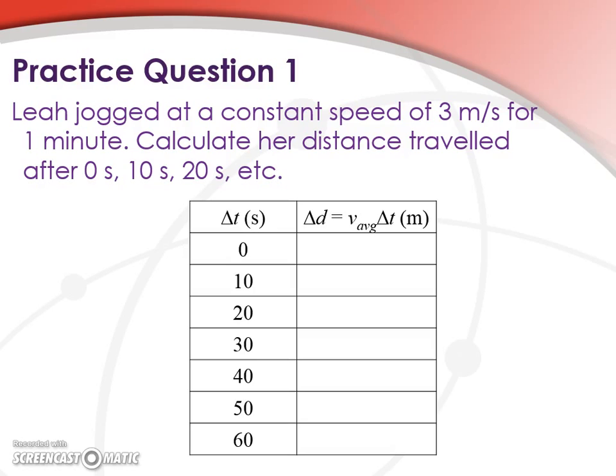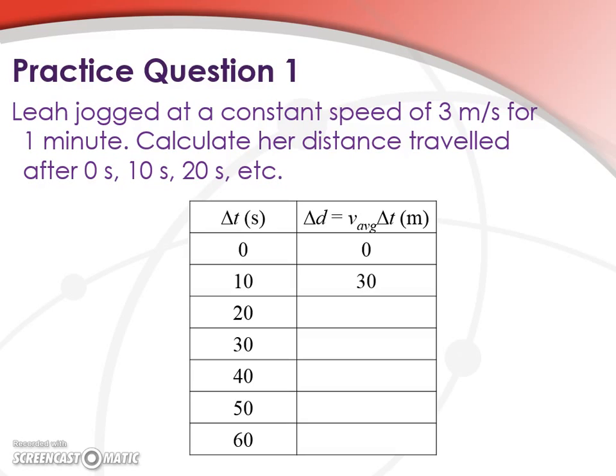Okay, so let's look at practice question number 1. Leah jogs at a constant speed of 3 meters per second for a minute. Calculate her distance traveled after 0 seconds, 10 seconds, 20 seconds, etc. Okay, pause the movie, please, and work through this table.